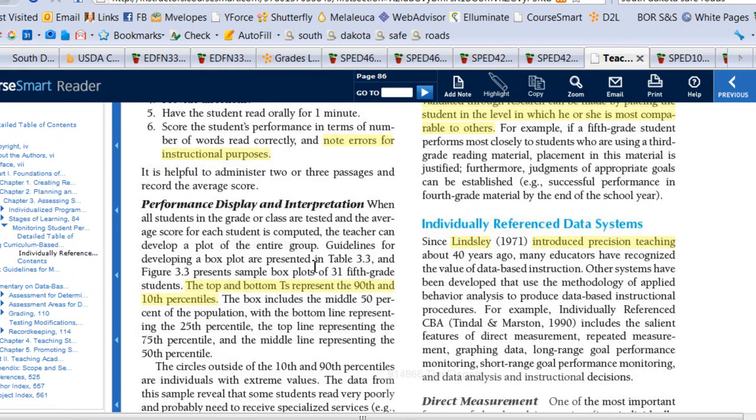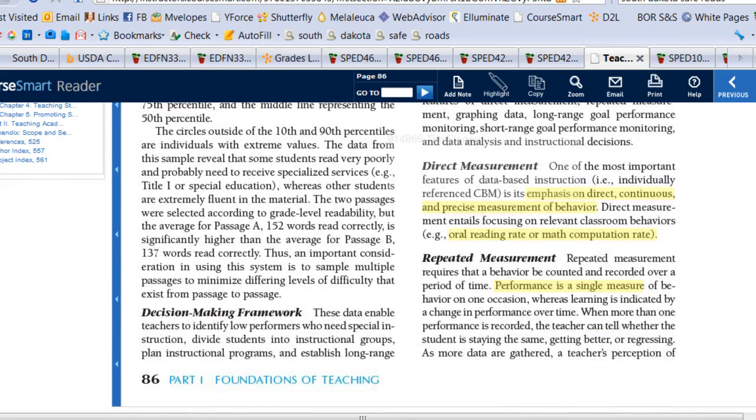Then performance display and interpretation. The top and bottom T's represent the 90th percentile. This is how you do the box plot. Familiar with the box plot? This is how you plot the whole class. It includes the 50th percentile. We can look at that in a second.